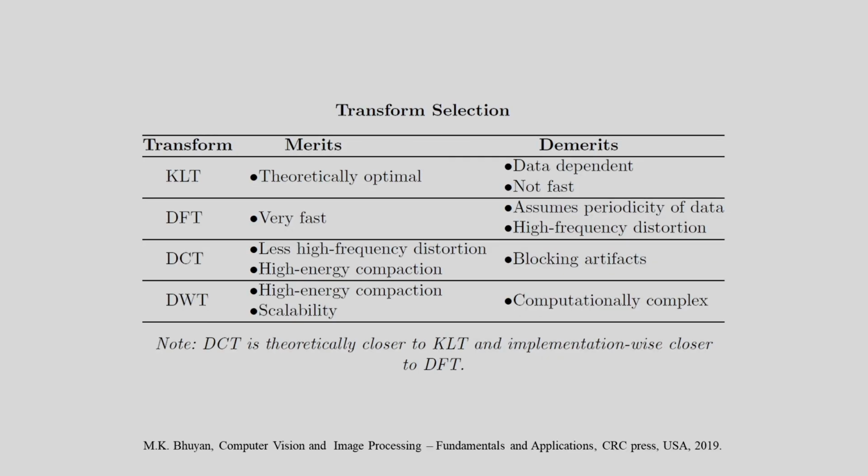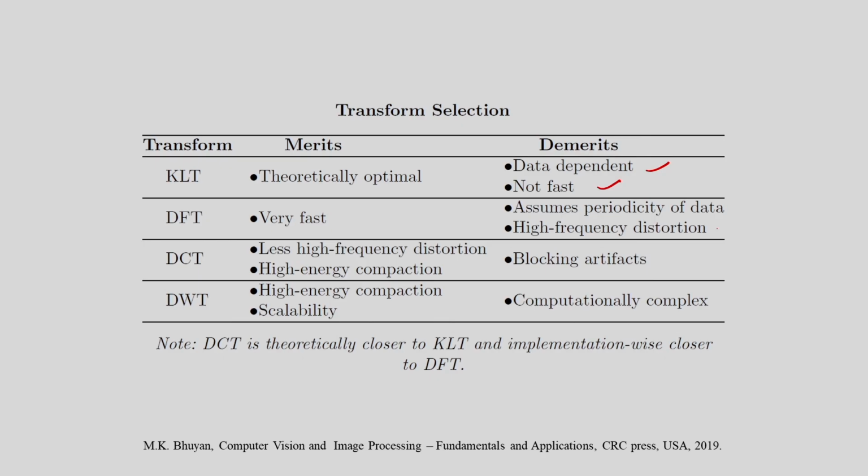And already I discussed different transformations. So what are the advantages and disadvantages of these transformations? So the first one is the KLT, that is the KL transformation. The advantage is that it is theoretically optimal. What are the disadvantages? It is data dependent and not fast, because the KLT depends on the statistics of the input data. So that is why it cannot be implemented in real time.